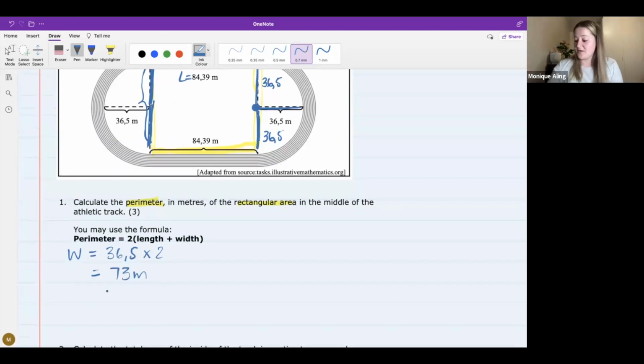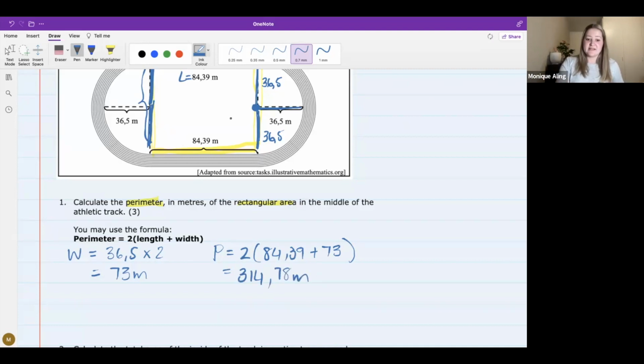Now that you know the width, you can use the formula, or you could just add all the sides together. 2 times the length is 84,39 plus the width, which is 73. And that gives you 314,78 meters. Remember, always 2 decimal places. So just quickly, how that would be marked, that was for 3 marks. They would give you a mark for figuring out what the width is, substituting into the formula, and your final answer.